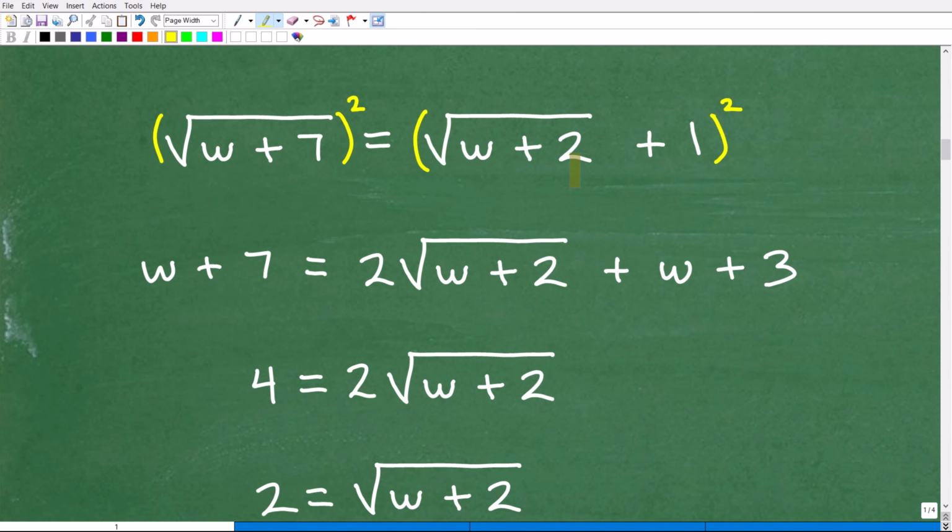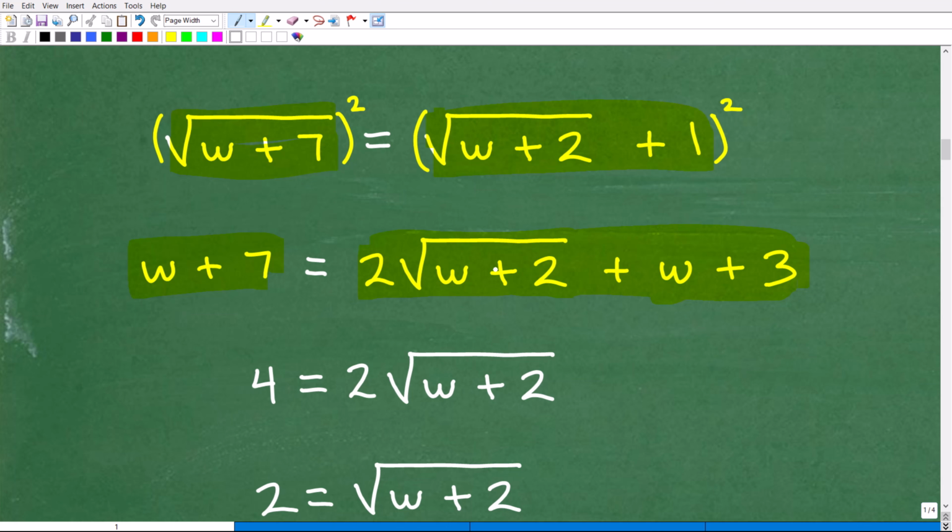So here, again, we're going to square both sides of the problem. When we squared the square root of w plus 7, we ended up with w plus 7. And then we squared this side of the problem, and we just did all that work, and we ended up with 2 times the square root of w plus 2 plus w plus 3. Okay, so a good amount of work to get to this point, but now let's take a look at what we have. So remember, at the problem when we started off, we had two radicals. We had a radical here, had another radical there. Now we're down to just one radical.